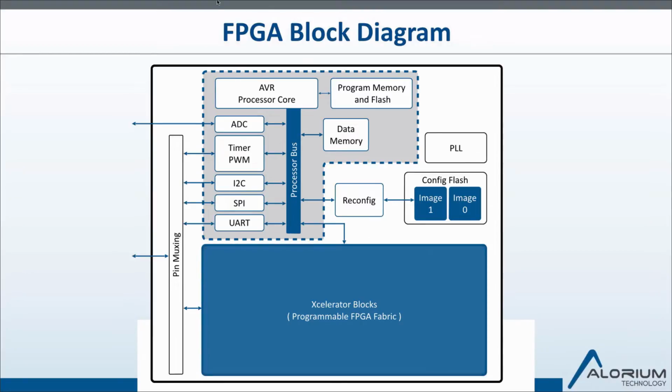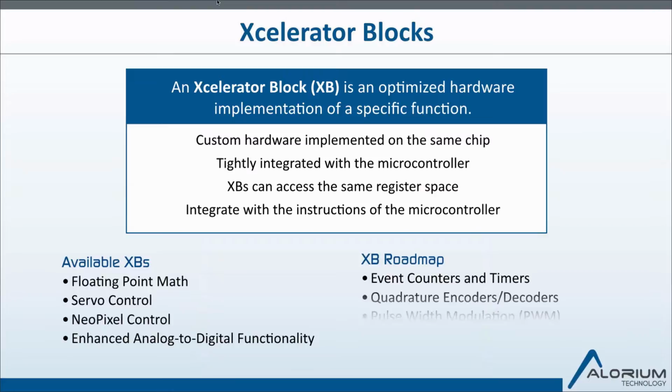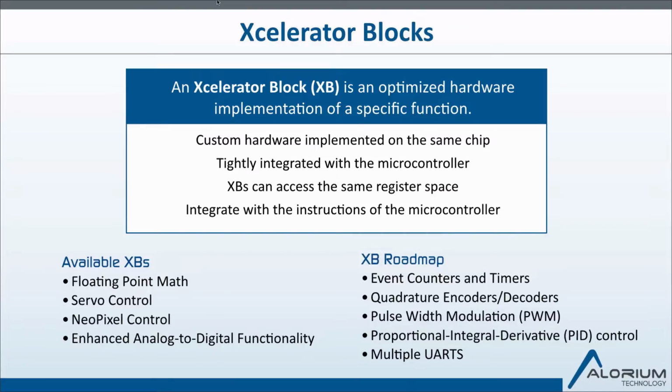So talking just a little bit deeper about accelerator blocks, because we're going to be talking about how to design your own, what we're talking about here is essentially a custom piece of hardware that's going to be sitting in that section that's dedicated for the custom FPGA stuff. It's very tightly integrated with the microcontroller. So the XBs themselves, the accelerator blocks, can access that same register space as the microcontroller and be integrated right with the instructions. In fact, that's how our XBs work: we have an instruction and a register space in between the XBs and the microcontroller, and that's how the microcontroller can talk to that custom functionality that's living out there on the FPGA.